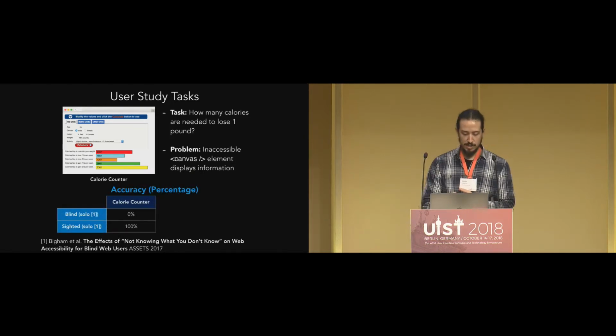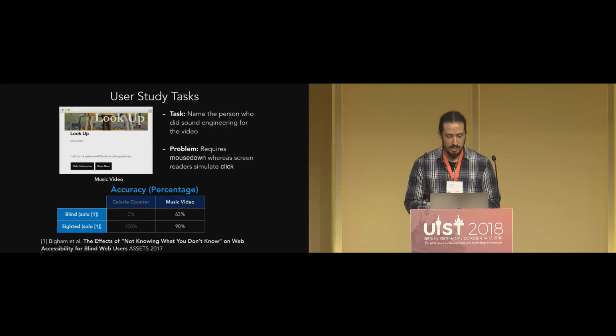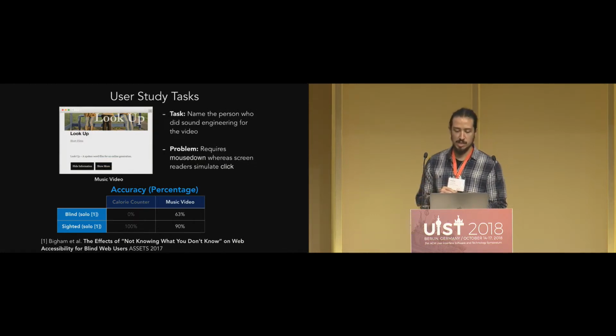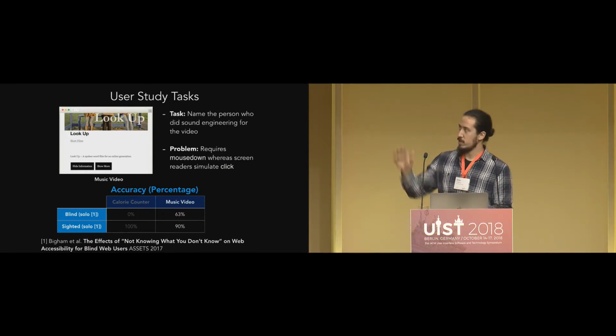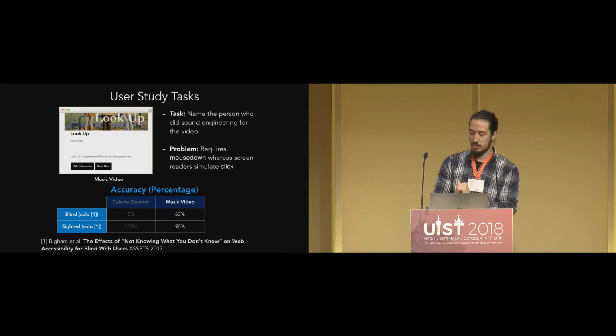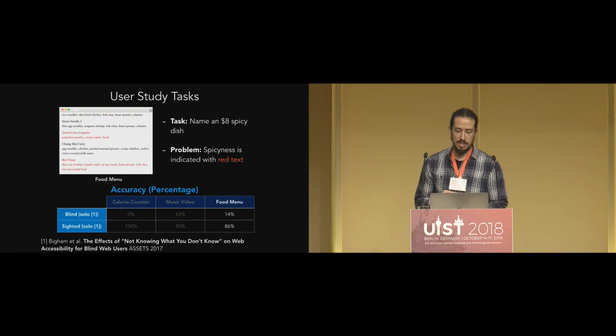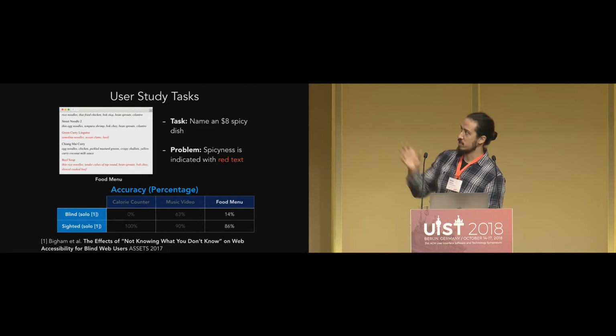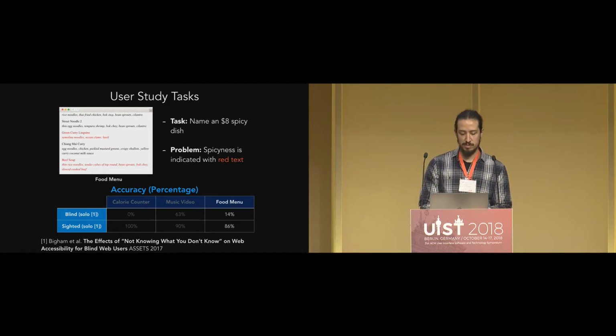All right, so in the first task, they had to find some visual information. In the original study that we were comparing to, zero blind users were able to complete this task, but everyone who was sighted who tried to complete the task was able to complete it. A second task involved looking up information that required performing a mouse down action, whereas most screen readers produce a click. Again, in the comparison study, 63% of blind users and 90% of sighted users were able to complete this. And finally, a selection task on a food menu, where 14% of blind users were able to complete this task originally and 86% of sighted users.